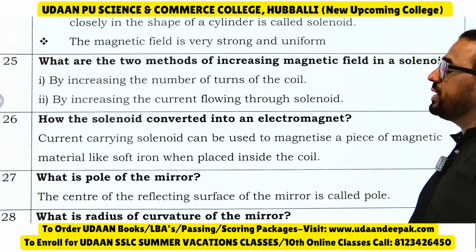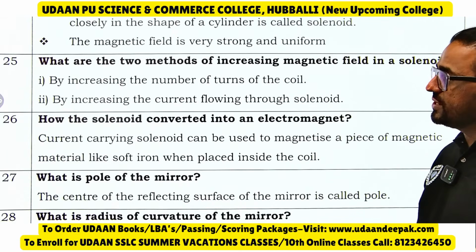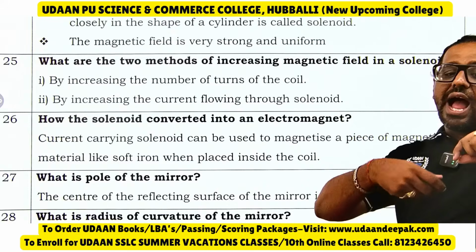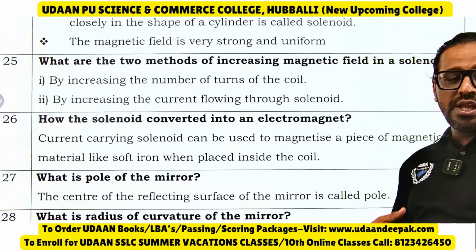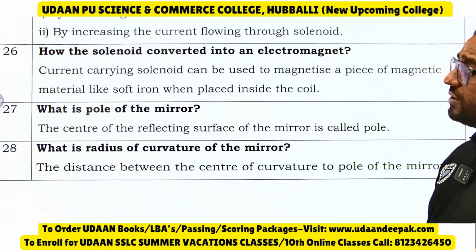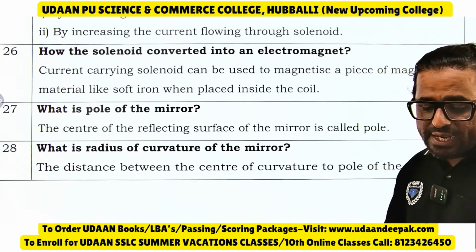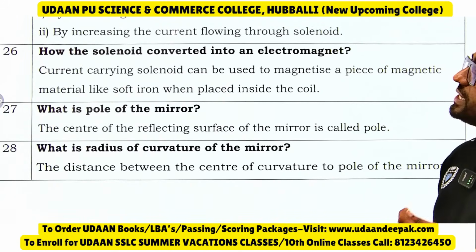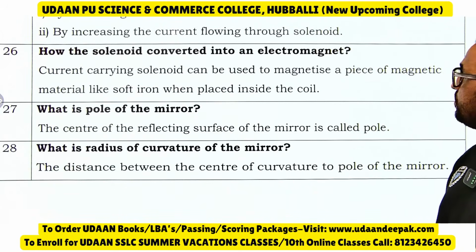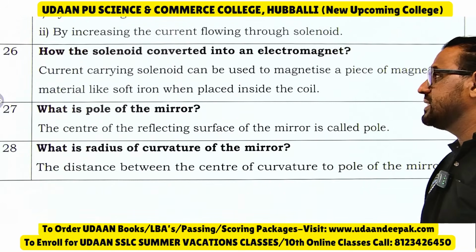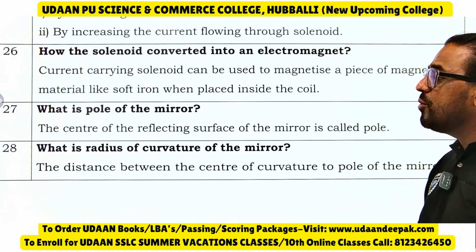What are the two methods of increasing magnetic field in a solenoid? By increasing the number of turns of the coil and by increasing the current through the solenoid. Okay, then how can the solenoid be converted to an electromagnet? Everyone has to do this electromagnet question. See, a current carrying solenoid can be used to magnetize a piece of magnetic material like soft iron when placed inside the coil.